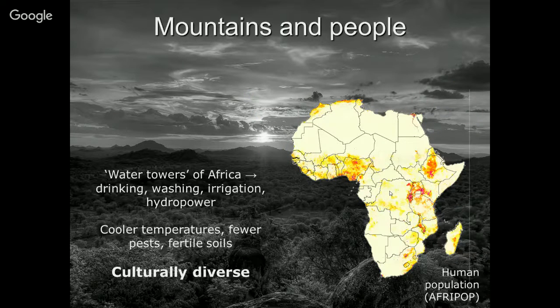In terms of people, again, they're very important socially. They really are the water towers of Africa in terms of providing agricultural production, hydropower resources, grazing resources, cooler temperatures, fewer pests, fertile soils, very diverse. And this is just a map. It's not a map of mountains, it's a map of population. But you can pick up all the mountain areas. Here we have the Atlas Mountains, the Ethiopian Highlands, the western and eastern Rift Valleys down into Lake Malawi. Down here there's the Drakensberg. So again, you can really see how important they are in terms of supporting African populations.